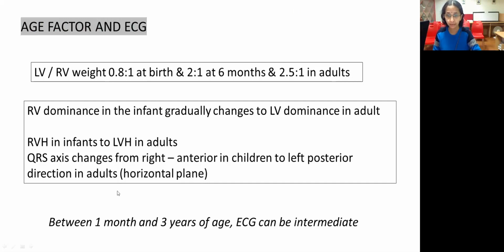And in adulthood, it becomes a leftward and posterior QRS axis. Somewhere in between, you have an intermediate axis where the ECG can be either way. It can be somewhere having an RV dominance or a transition to LV dominance.